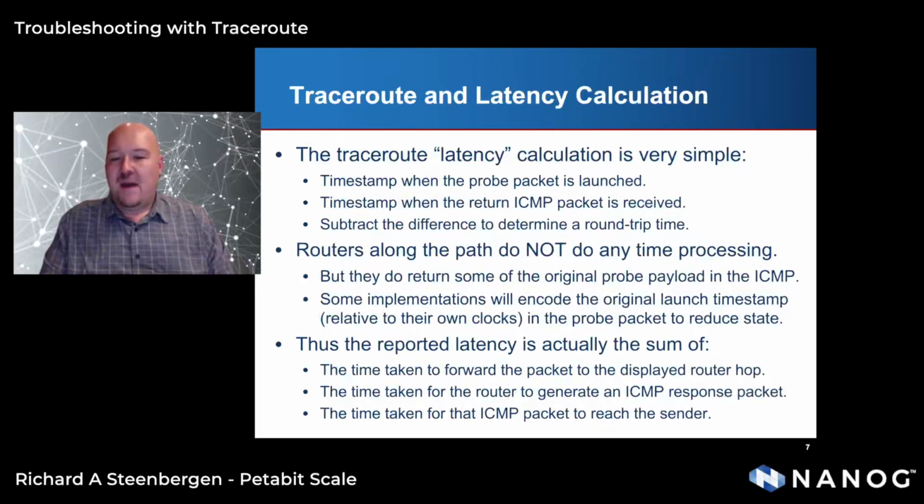So routers along the path don't actually do anything to the packet. They're not involved in the time calculation, I should say. They are involved in generating the ICMP, but they don't do any time processing. There's some implementations that will encode some very accurate timestamp in the payload of the packet. But the reported latency that you're looking at is actually the sum of the total time taken to forward the packet to the router that dropped it, the time for the router to generate the ICMP response, and the time for the ICMP packet to reach the sender. So you're looking at a complete round trip to come all the way back, and that's what you're viewing.